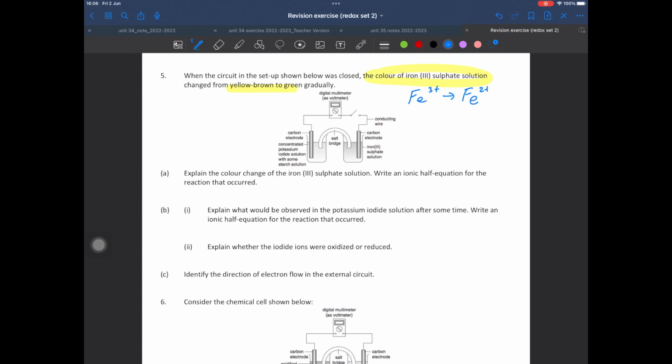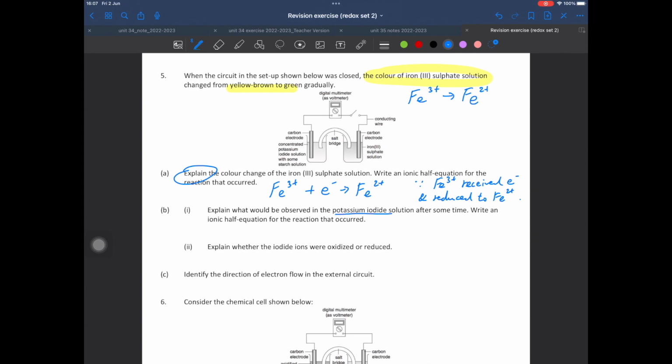And don't forget to write the ionic half equation. Well, for the ionic half equation part, that is easy, right? Iron 3 ion receive electron to form iron 2. But don't forget to explain, because iron 3 ion receive electron or being reduced to iron 2, like this.